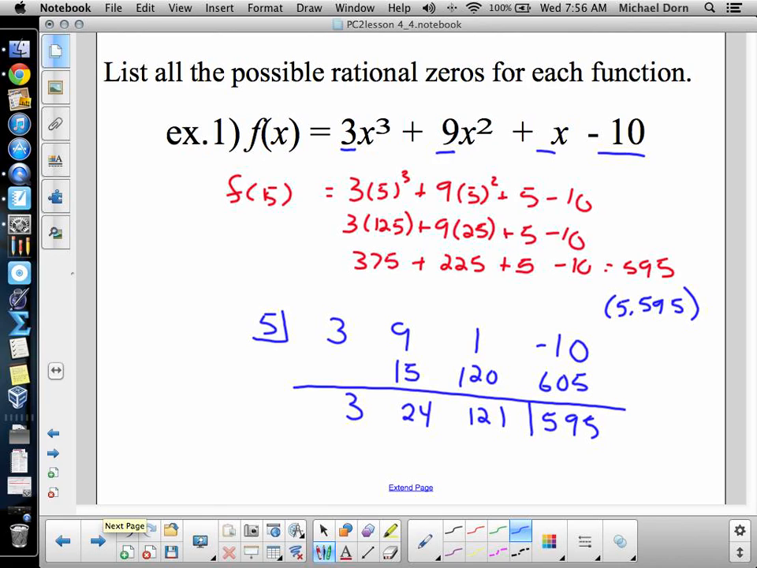The synthetic process is a way of finding the coordinates of a point in the function. Whatever, it's the same as substituting in with a polynomial. So 595 is still my point, isn't it? And what we're doing with this process is a quick way of substituting in values and seeing if any of them give me a 0.